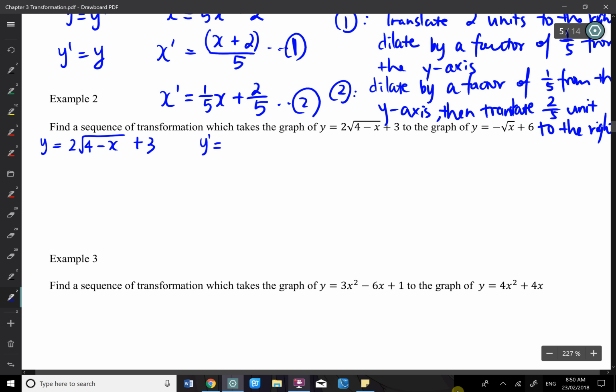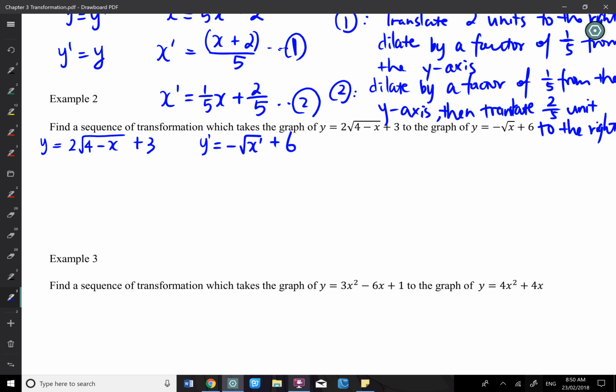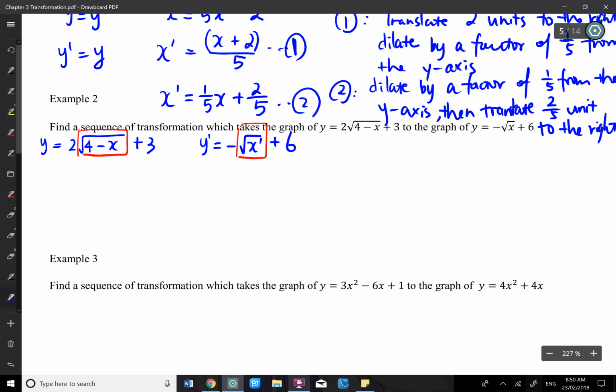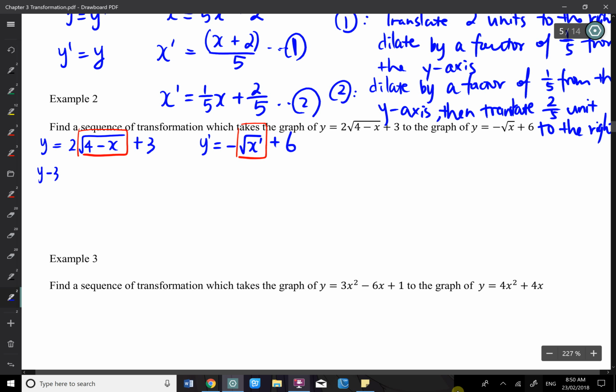This is the new graph, so I'll put dash on that. Okay, I only want square root on one side. That's the square root, that's the square root. I only want to leave those two on the right hand side, so I will move everything. y minus 3 over 2 equals square root 4 minus x, and y dash minus 6 over negative 1 equals square root x dash.